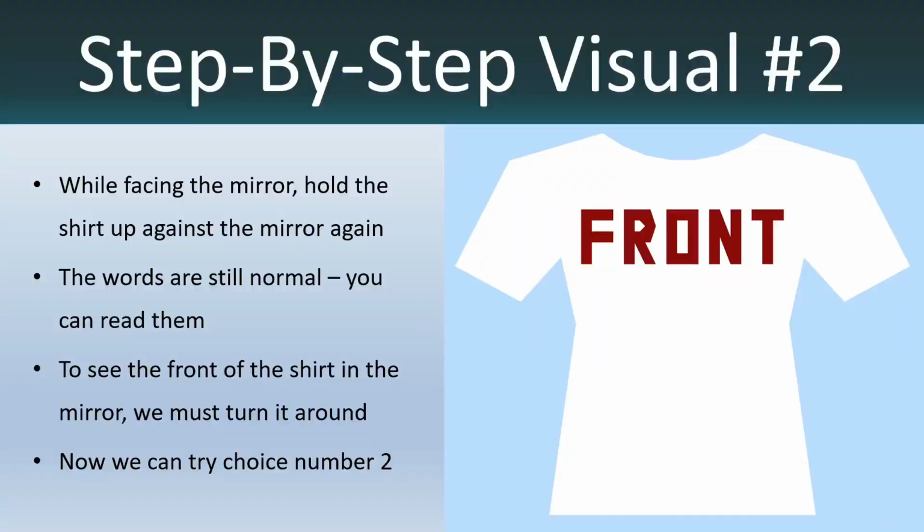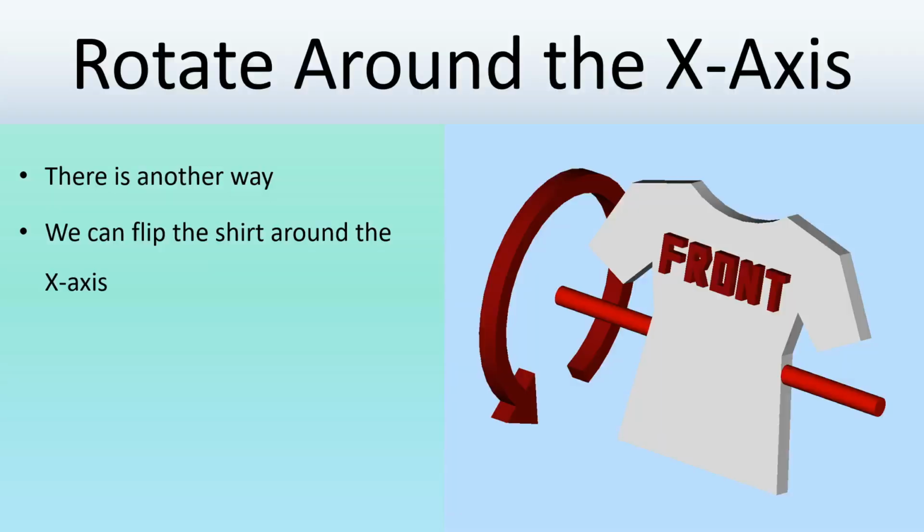Step-by-step visual number 2. While facing the mirror, hold the shirt up against the mirror again. The words are still normal. You can read them. To see the front of the shirt in the mirror, we must turn it around. Now we can try choice number 2. Rotate around the x-axis. There is another way. We can rotate the shirt around the x-axis instead of the y-axis.